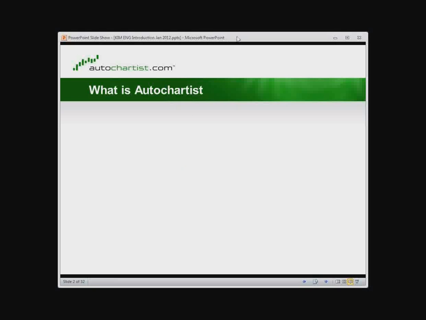Let's start with a brief overview of what Autochartist is. First and foremost, Autochartist is a pattern recognition system. It is software that we've developed over quite a number of years. The idea is to find certain patterns that I would call non-linear, meaning no two patterns look exactly the same, but there are loose descriptions that you can use to describe these.